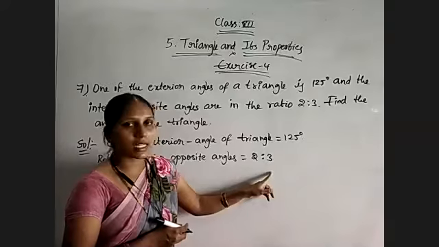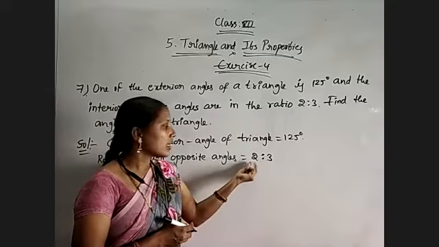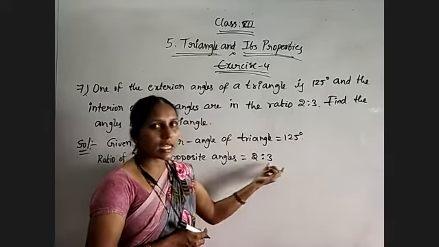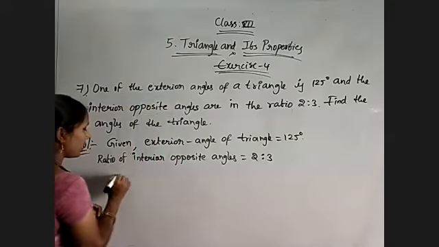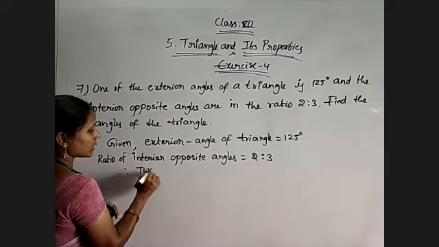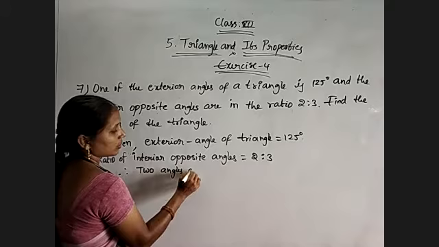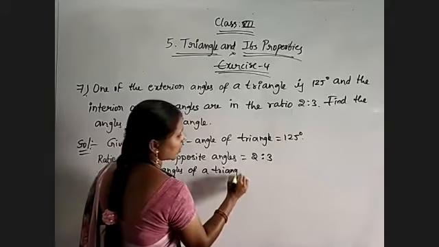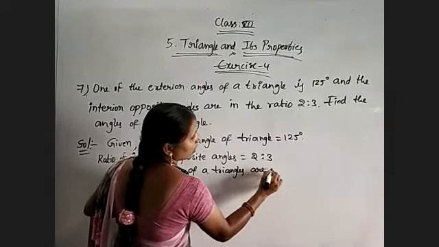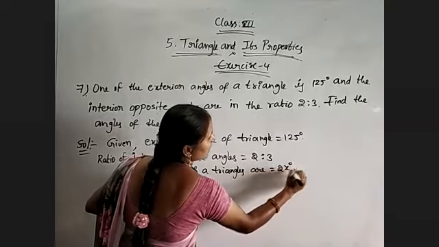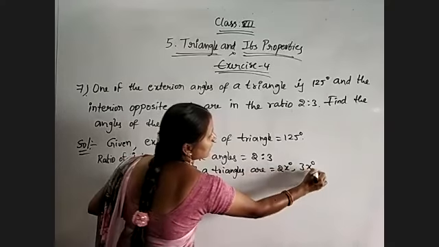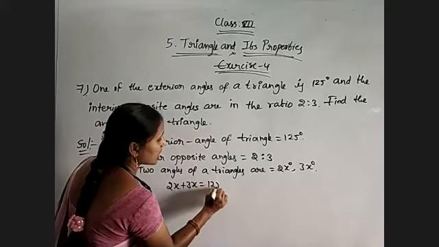And the second one is 3 parts. That means the measure of the first angle is 2x and the second angle is 3x. So therefore, two angles of a triangle are 2x degrees and 3x degrees. Okay. According to the exterior angle property, 2x plus 3x is equal to 125 degrees.